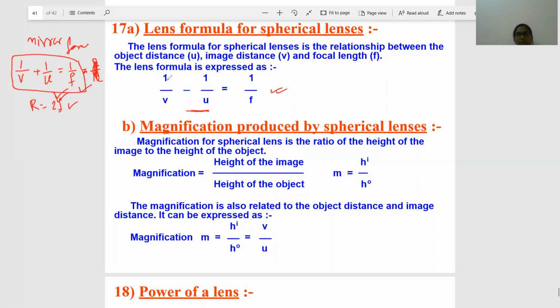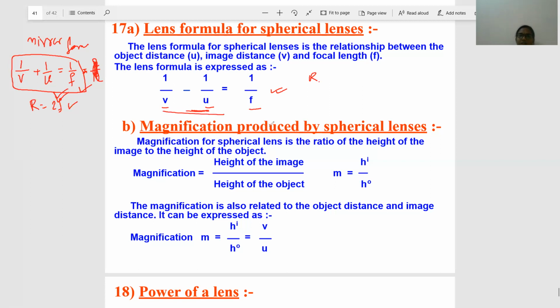And for namesake, do you remember what the lens formula is? It gives the relation between object distance, image distance and focal length. And the radius of curvature, if you want, you can find from this. These are the relations given for spherical mirrors, the lens formula.